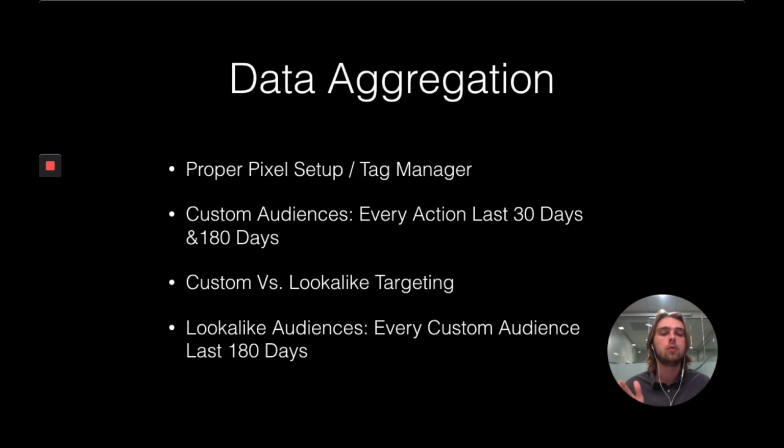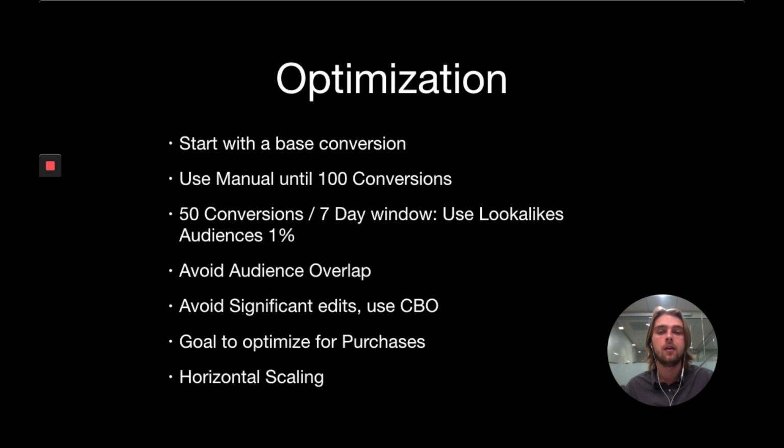When I say between 1 and 10%, I don't mean the full range. I mean that you have one for 1%, you have one for 1 to 2%, you have one for 2 to 3%, and so on. You don't want to have audiences that overlap. Otherwise, you're just bidding yourself up. And that's something we're going to talk a little bit about in the next section, which is optimization.